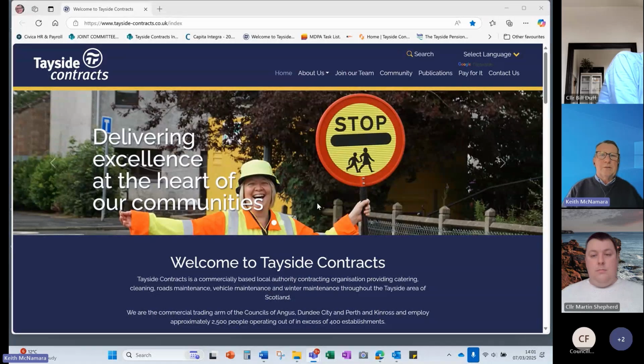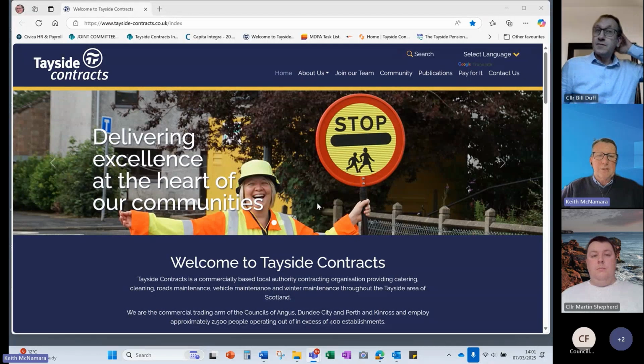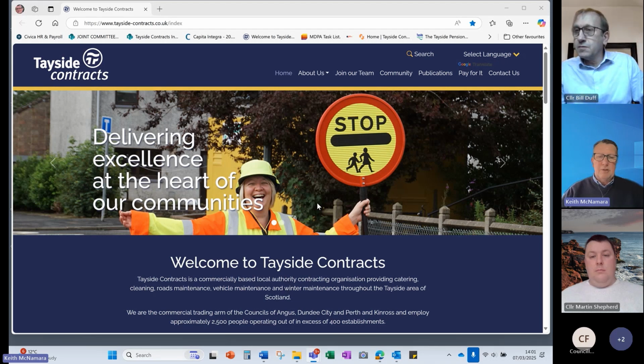Okay, hopefully you're seeing just the opening page of our web page for Tayside Contracts at the moment. So just a very brief word of introduction to the dashboard. There was an engagement session we had with joint committee members many months ago, and one of the things that the members were very keen on was establishing a dashboard of our performance information for Tayside Contracts.